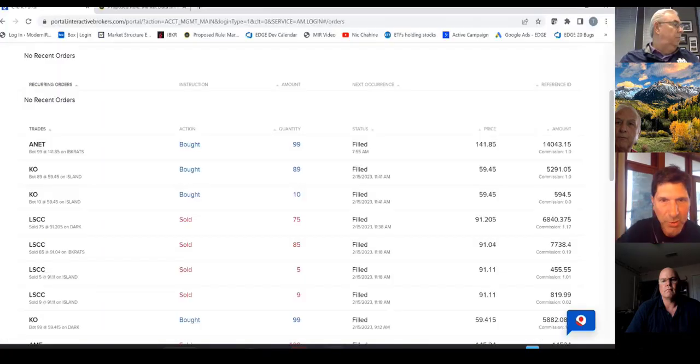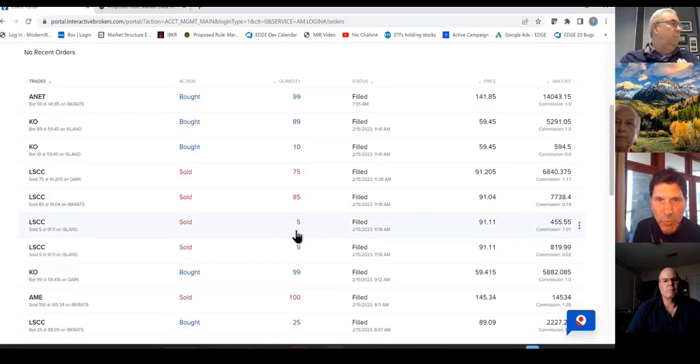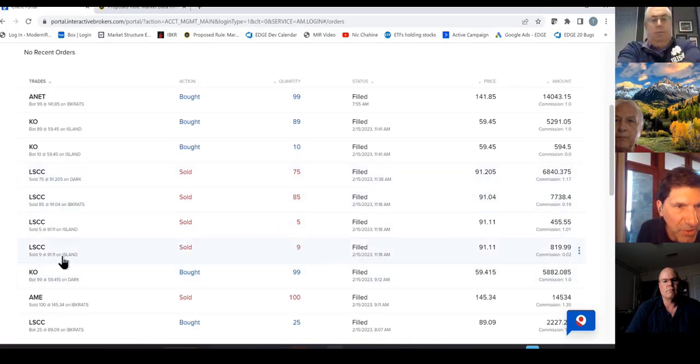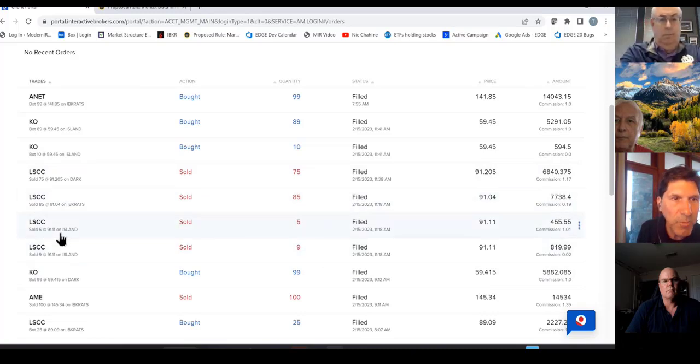And another thing in there, notice this. Look at that. This is what really happens to a trade. You put in 300 shares of something, and it's getting wood chipped into all kinds of pieces. So this happened to LSCC. I put in 99 shares, 9 of them executed at Island, another 5 at Island. Why would they do that at 91.11? I wish I'd stayed longer, but I was concerned. I was happy to just take the gain.